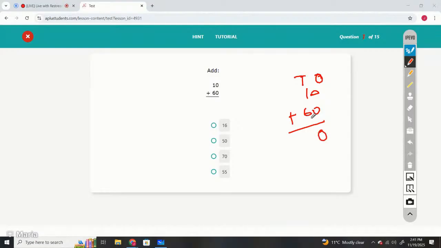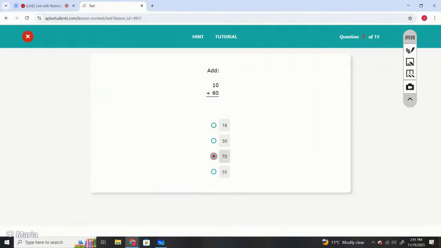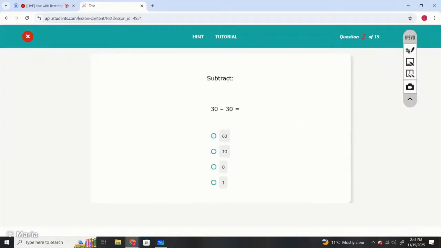Now add the tens. You have to do 6 plus 1. So 6 plus 1 is 7. So 10 plus 60 equals 70. Yes, very good. The correct option is 70. Option number 2 is the correct option.